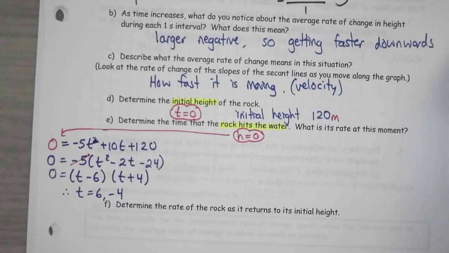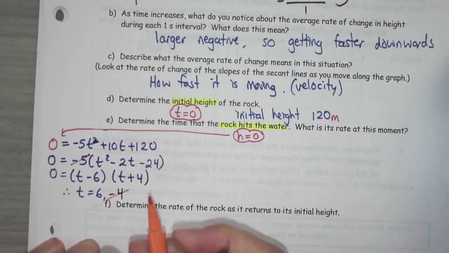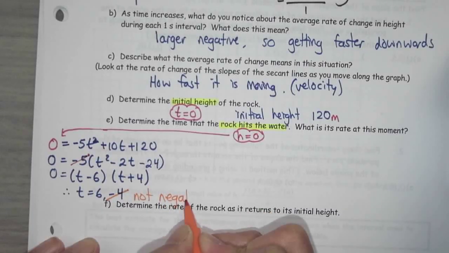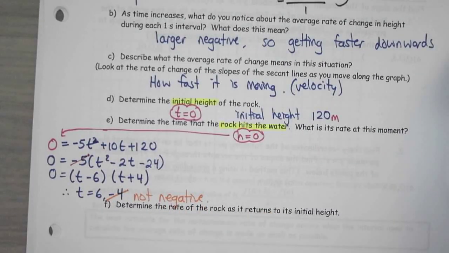Now, when we asked you to cross it off, we should have asked you to say why, right? Some teachers made you state more, some teachers just said cross it off. Just cross this one off and say, not possible or not negative. You don't have to do a full explanation, obviously. If they ask for more explanation, you can put more words, but I just want you to cross it off and say not possible or not negative, right? Time can't be negative, so that one's not a possible answer.